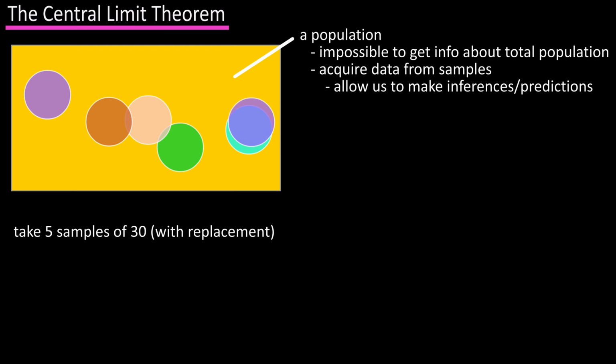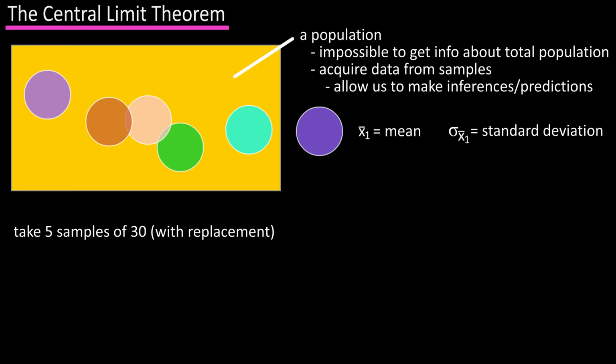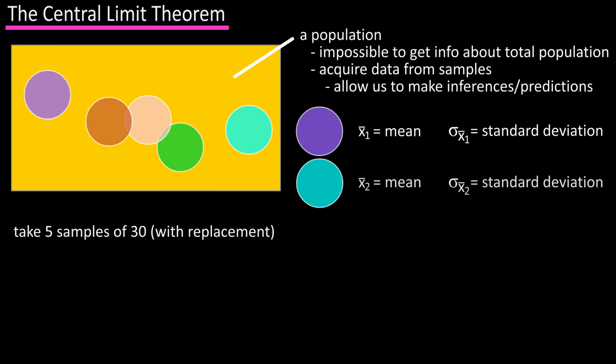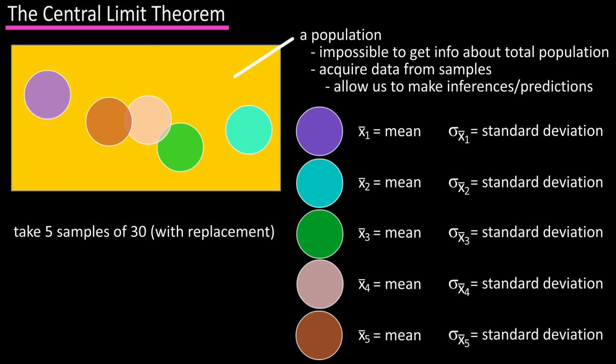So we have sample 1, and it has its own mean, x bar 1, and its own standard deviation, sigma x bar 1. Next we have sample 2 with x bar 2 and sigma x bar 2. And we continue this till we have our 5 samples, and as you see, since we have replacement, we have some overlapping areas for some of the samples.